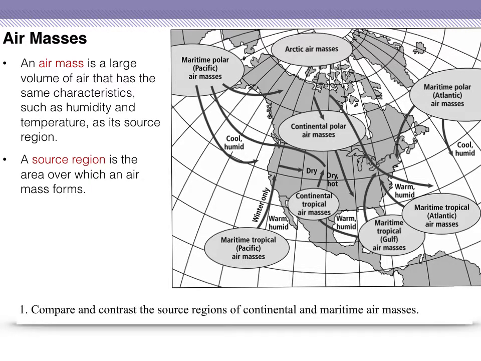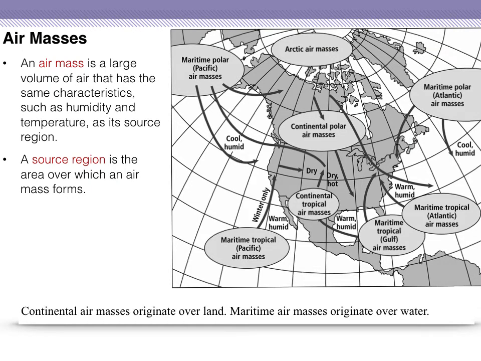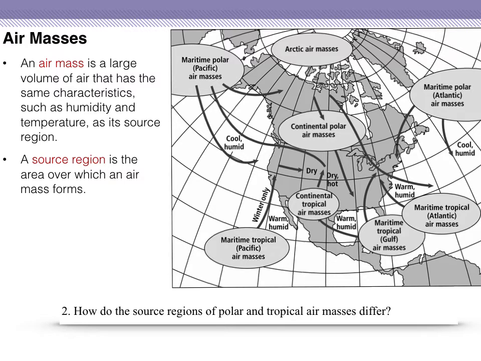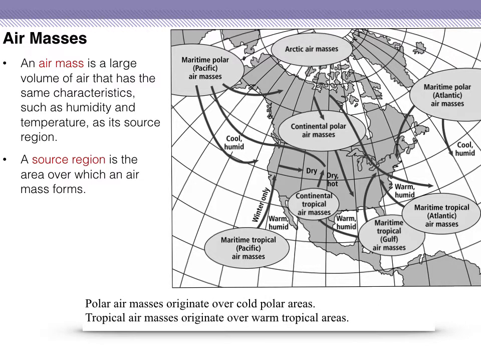Number 1, compare and contrast the source regions of continental and maritime air masses. That's what I just did. Continental air masses originate over land, maritime air masses originate over water. How did the source regions of polar and tropical air masses differ? I also just explained that. Polar air masses originate over cold polar areas, and tropical air masses originate over warm tropical areas.